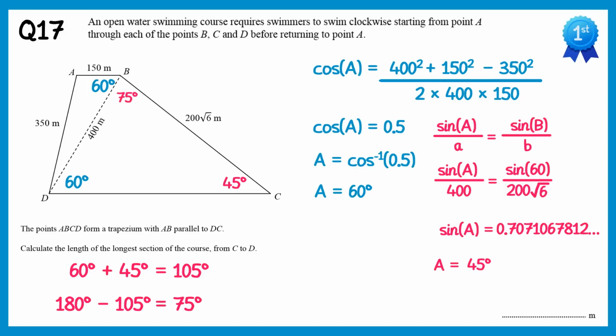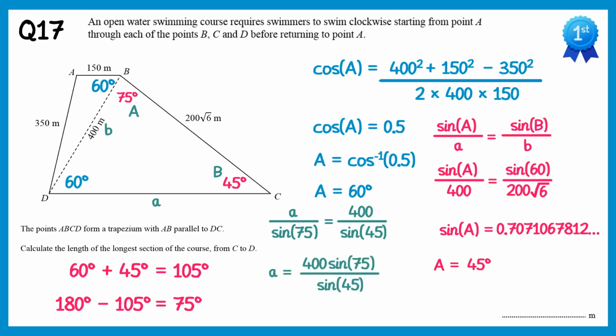Finally, if we label them in the following way, so capital A and capital B and b, we can use the sine rule one more time to find the side at the bottom. So little a over sine A is little b over sine B. We don't know little a, but we know capital A, that's 75. We know little b, that's 400. And we know capital B, that's 45. So if you rearrange this, you'll get a equals 400 sine 75 over sine 45, which if you type into your calculator, gives you 546.4 meters. And that's the answer to the question.